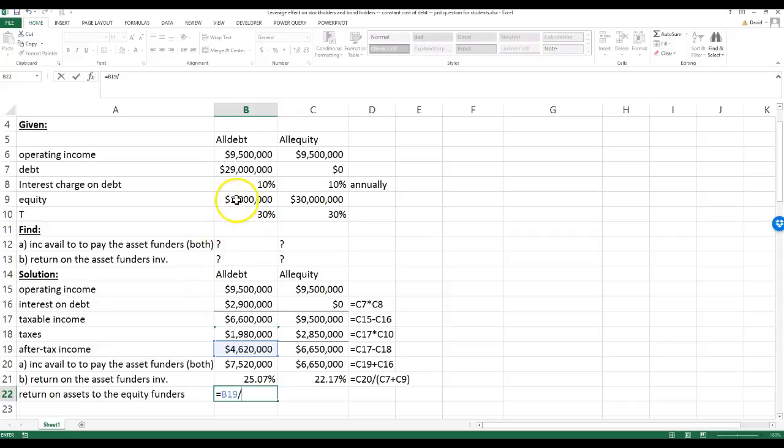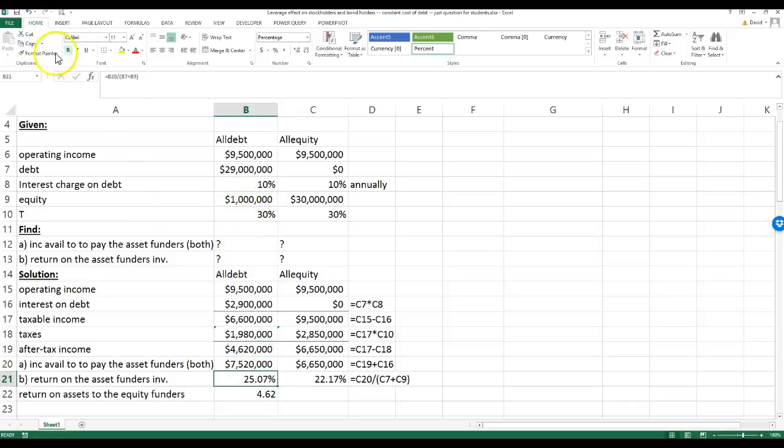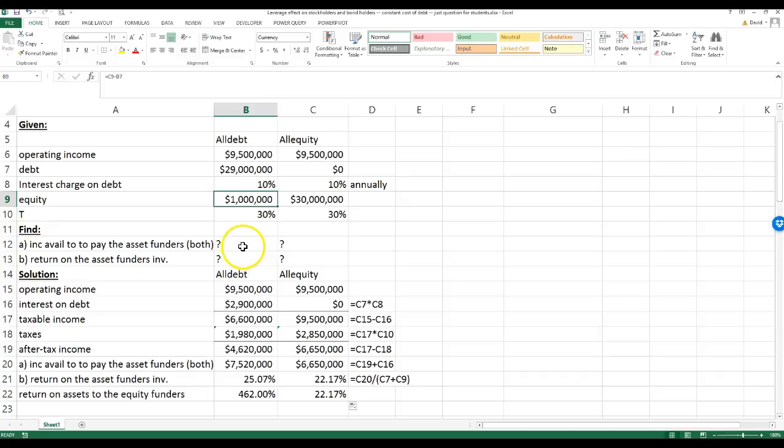And how much equity do they have in it? $1 million. So if I copy this format to make that percent, they're getting a 462% return versus a 22.17% return. So that's a crazy return, right? And why is that? Because they're very highly leveraged. You only have $1 million of equity for 30, and everything else is debt. So they're very highly leveraged.